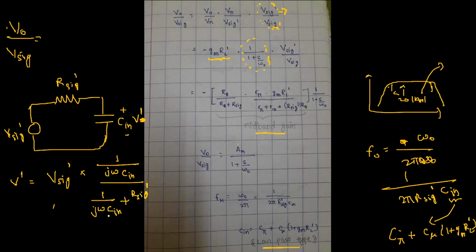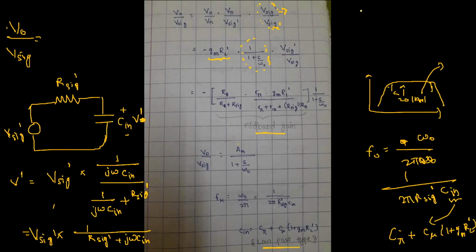So upon solving this, we get V signal dash into 1 divided by 1 plus j omega C input R signal dash. Okay, so this is our final expression. So what we need to look at here is what type of frequencies are actually allowed to pass through in this case.